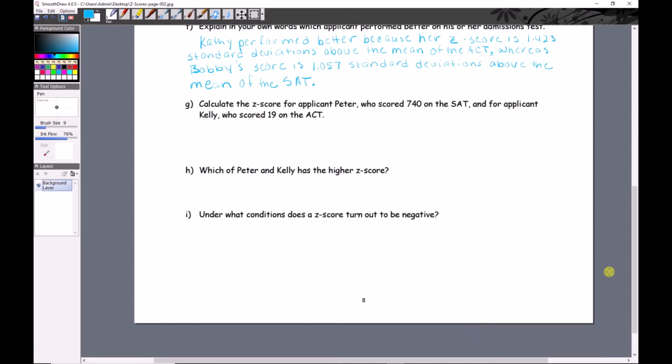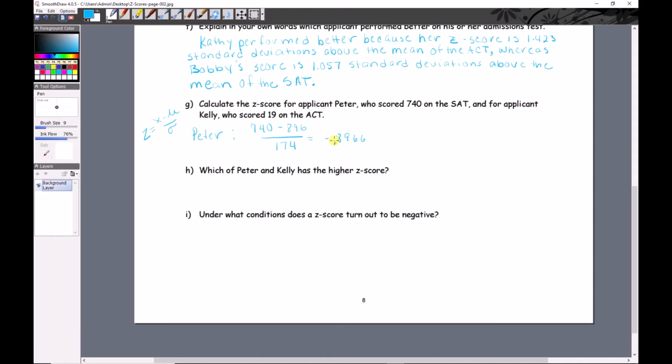So calculate the z-score for Peter, who scored 740 on the SAT, and for applicant Kelly, who scored 19 on the ACT. So let's start out with Peter. And remember, this is going to be z equals x minus mu over sigma, whatever that number is. So Peter is going to be 740 minus 896 divided by 174, and that will give you negative 0.8966.